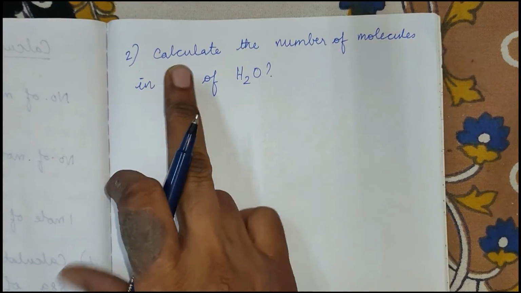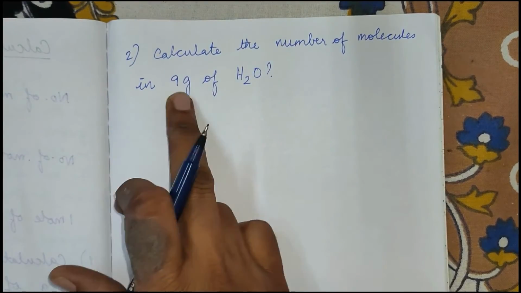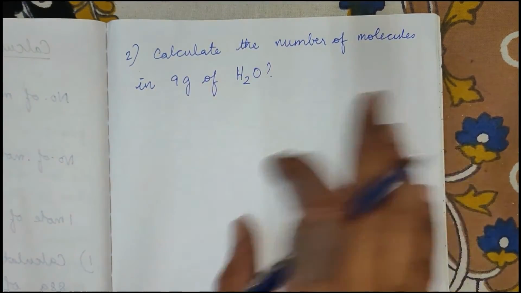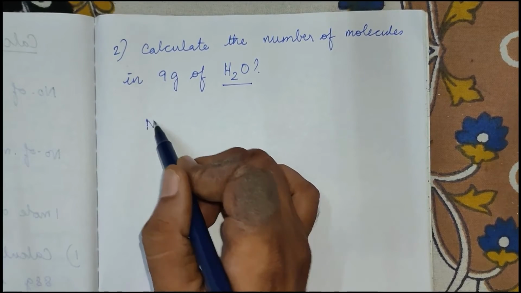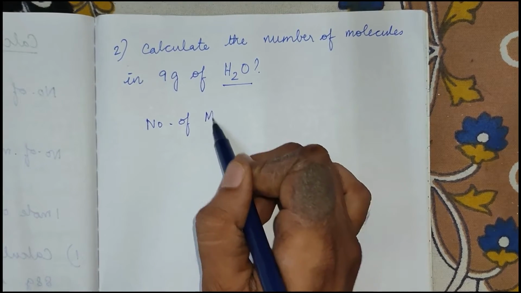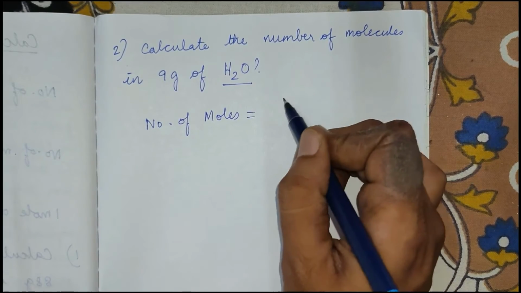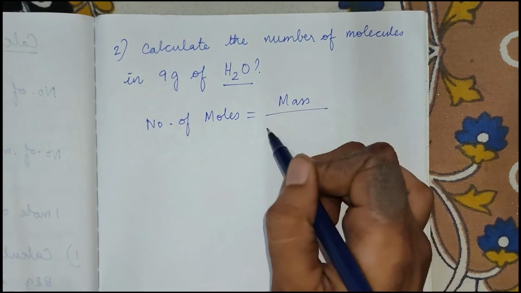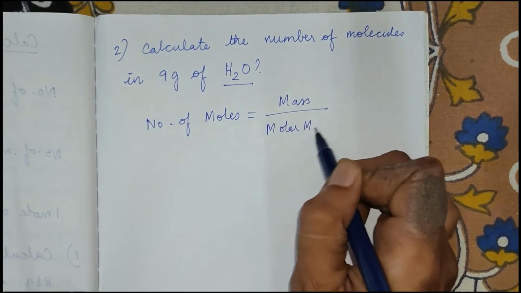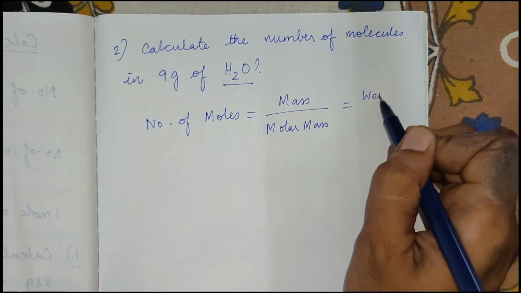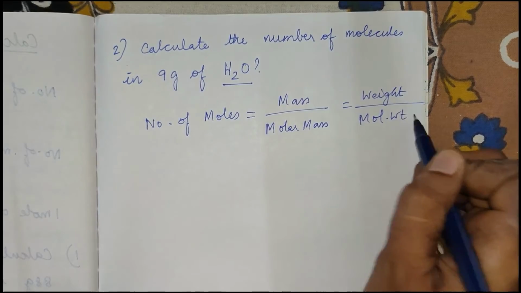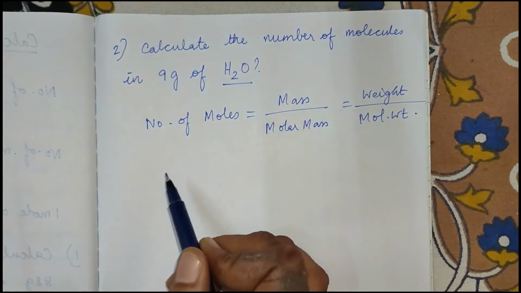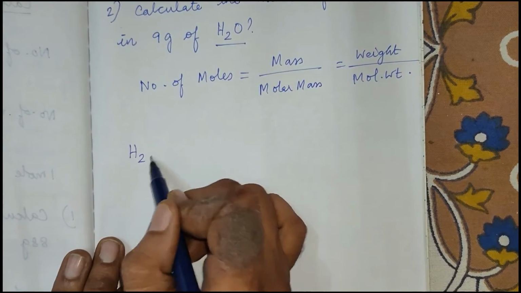Our next problem is going to be calculate the number of molecules in 9 grams of water. It's actually very simple. This is a molecule. So we are going to find out number of moles. Number of moles is equal to mass by molar mass, or you can take it as weight by molecular weight. So we are going to find out the molecular weight of water, H2O.